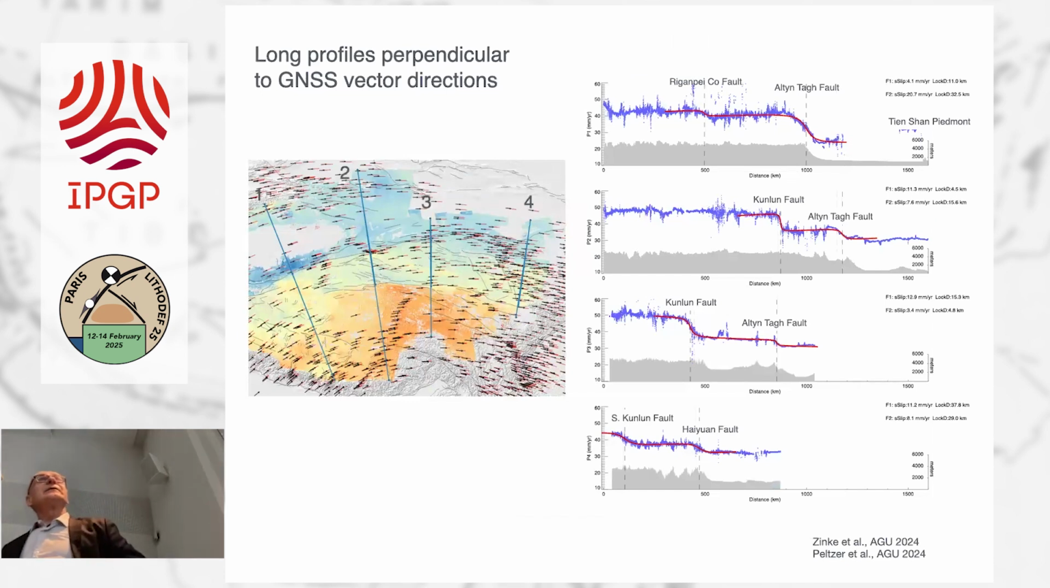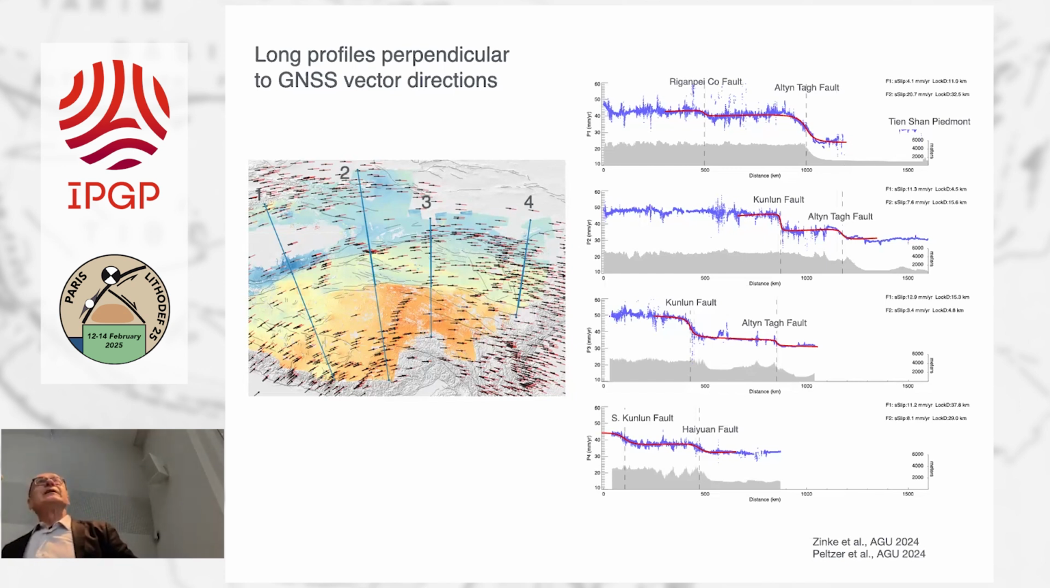So when we look at these data sets in a different way, by tracing very long profiles, 1,500 kilometers or more, perpendicular to the GNSS vector, that's what we see. Flat zones and shear zones. And I would also disagree that there is much room here for distributed deformation between the major faults. It's only showing the shear. It's not showing the extension. It's the shear because the profiles are all perpendicular to the vectors. But this is really flat shear.